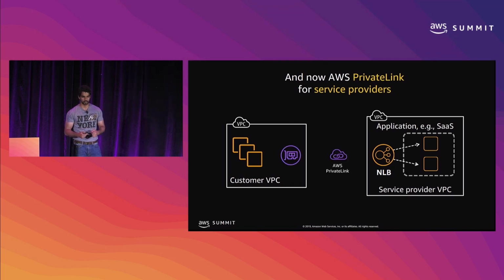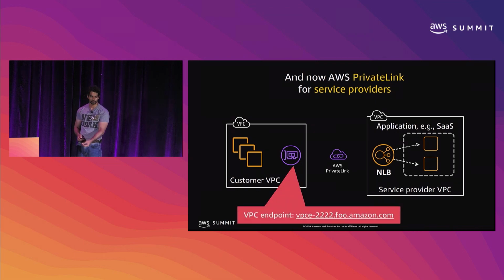create a PrivateLink, and what that does, it drops an ENI into the customer's VPC. Now, the customer can send traffic to this ENI, and it also has a DNS name. So that DNS name maps to the private IP of that ENI. So the customer, client, end users, hosts send traffic to this ENI, and behind the scenes, magically, we are sending that traffic to the network load balancer.